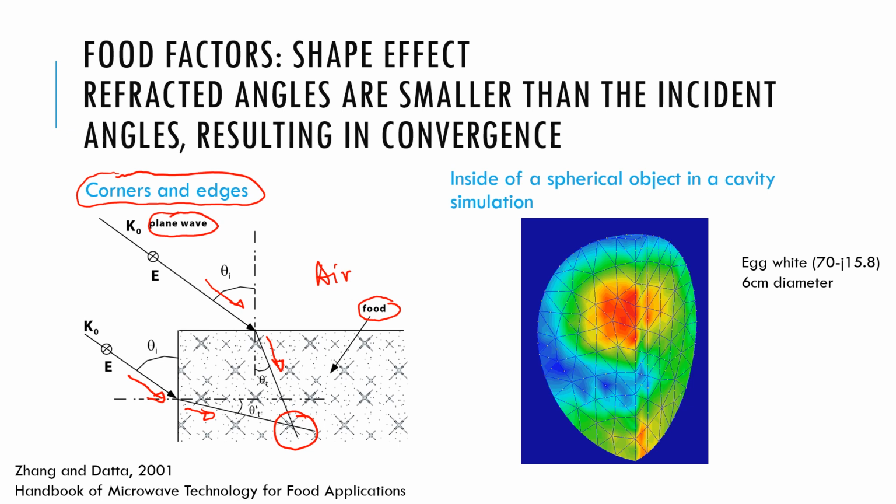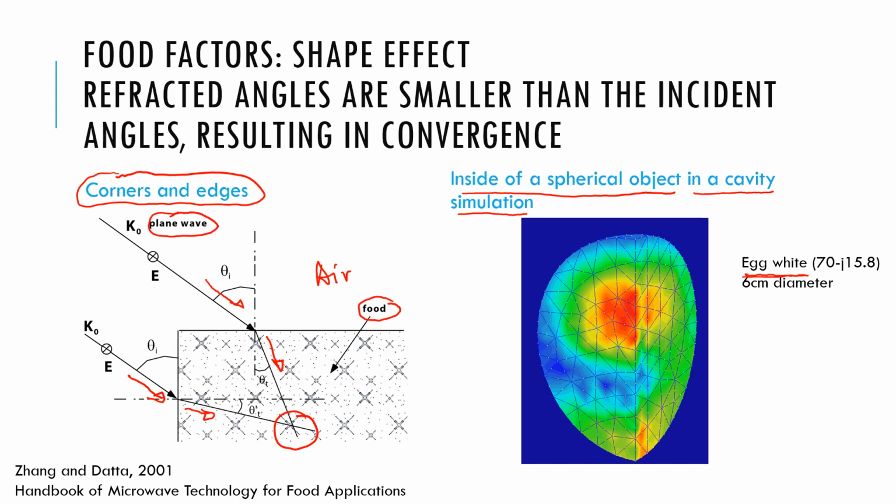So in this case, even though it says the material is egg white, and it looks kind of like an egg, but it's a sphere, and the spherical object with the food properties is being heated in a microwave oven, and it is a full-blown electromagnetic simulation solving the Maxwell's equations inside an oven, and that's what gives us the profile. The red stands for higher electric field, blue stands for lower.